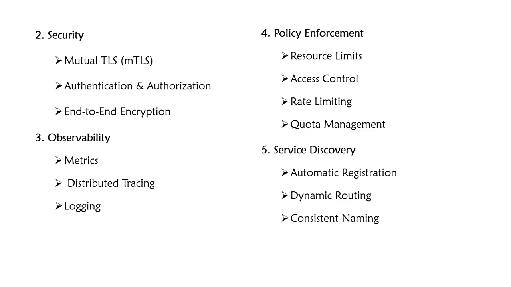The next is observability. Observability is critical in understanding the behavior of your microservices, tracking performance, and debugging issues. Istio provides powerful tools for metrics, distributed tracing, and logging. In metrics, Istio integrates with systems like Prometheus to collect and visualize metrics for services in the mesh. For distributed tracing, Istio integrates with tracing systems like Jaeger and Zipkin to enable distributed tracing. Trace request flow and latency analysis are the key benefits.